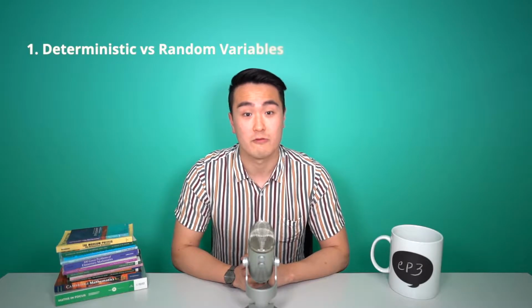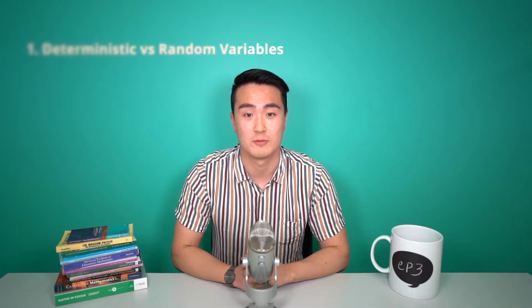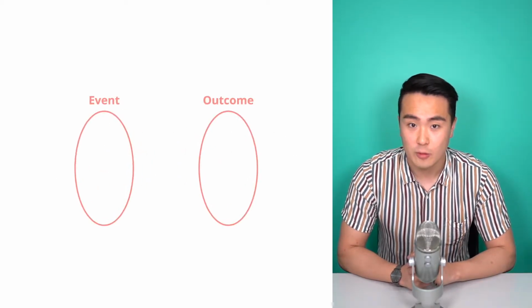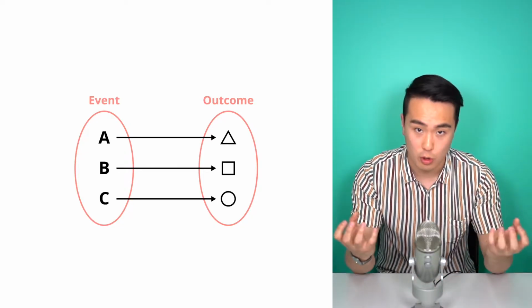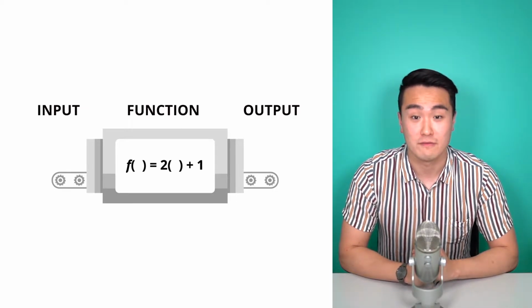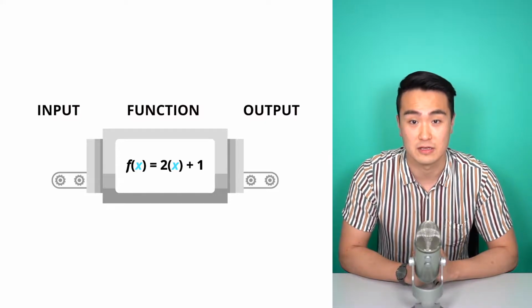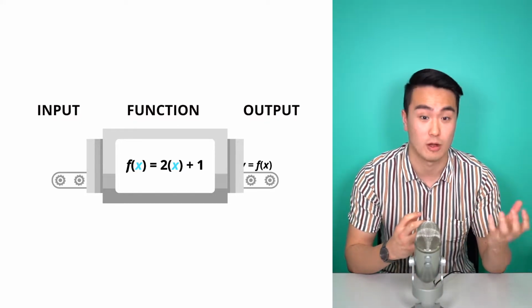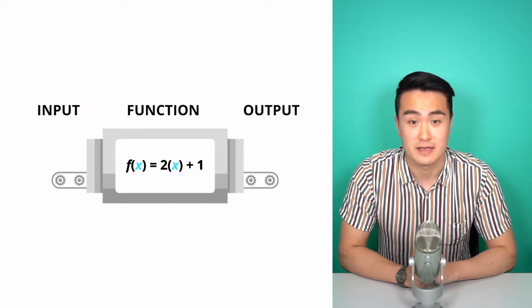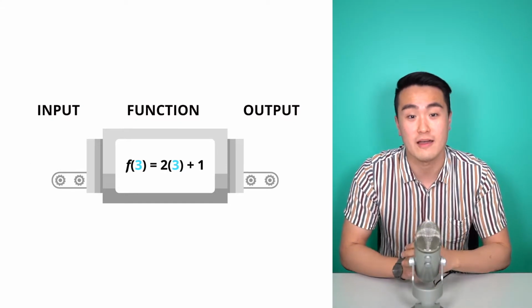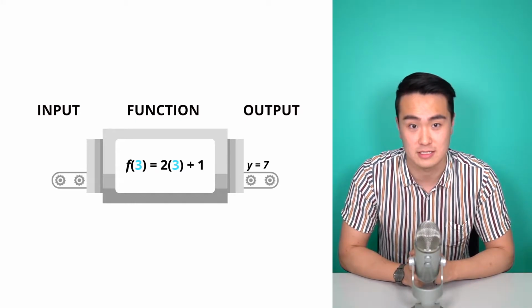So to understand what a random variable is, let's first understand what a deterministic variable is. Deterministic variables only have one outcome for an event. In other words, an input directly maps to only one output. This sounds very familiar, right? Our good old functions can be thought of as deterministic because we substitute one x value into the function machine and it poops out one y value. So given a function f of x, if we knew what the x value is, then we can determine what the y value or the outcome would be with certainty.